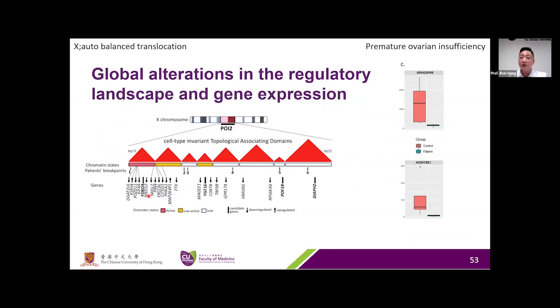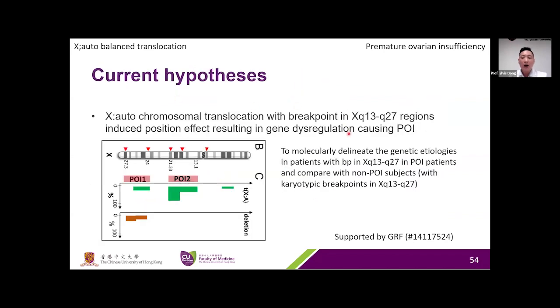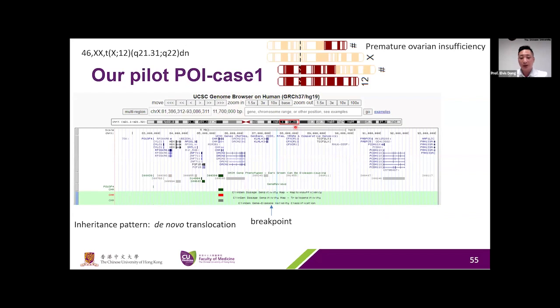But one thing is that they used a B cell line, so only one cell type alone might not be able to explain the finding. I will tell you why. Our hypothesis is that we might find a normal or novel gene located in this region that can explain the phenotype by using this model. This study was supported by our recent GIIF application. I would like to exemplify by using one case.